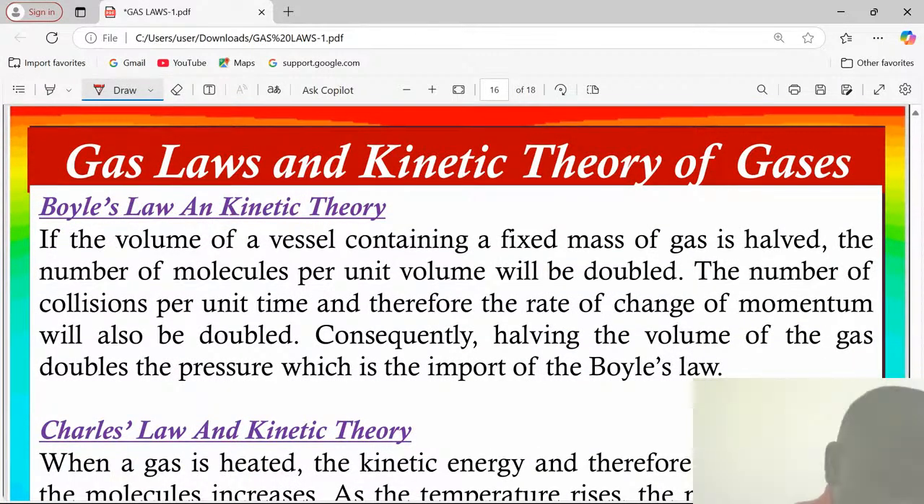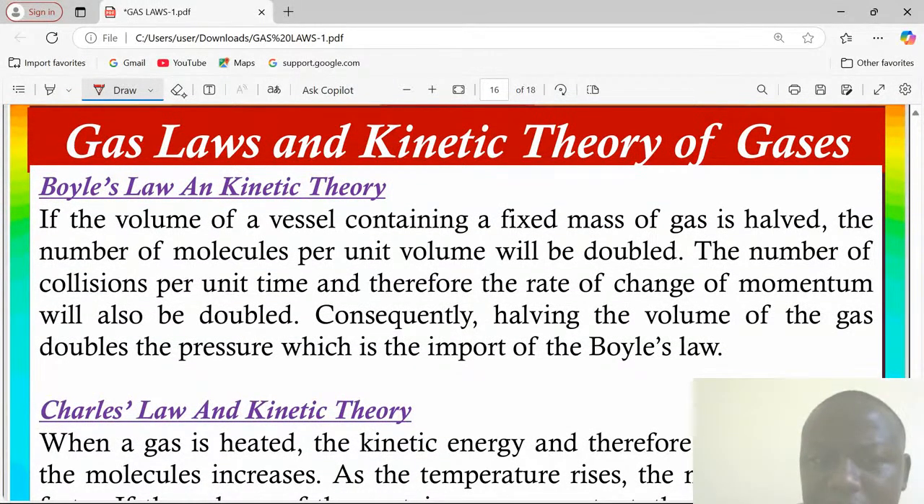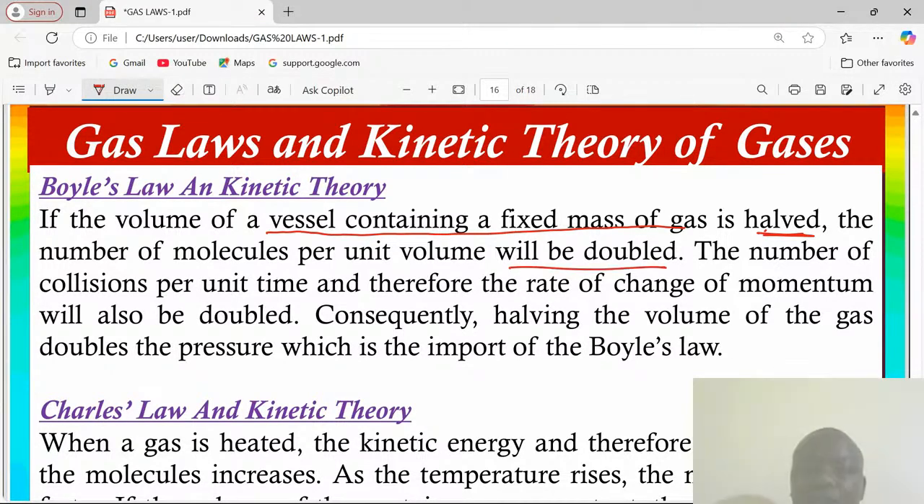Finally, as we wind up, there is a thermomolecular explanation of all the gas laws, or rather the kinetic theory behind the three gas laws. This is what we'll be going through as we finalize Boyle's law and the kinetic theory. If the volume of a vessel containing a fixed mass of a gas is halved, the number of collisions per unit volume will be doubled, because the molecules that were taking longer to go and hit the walls of the container are now brought closer.